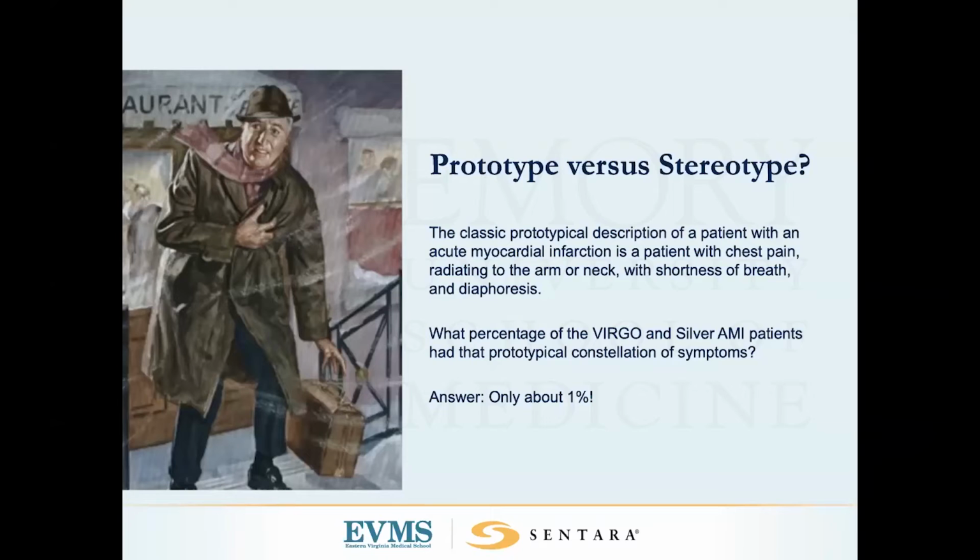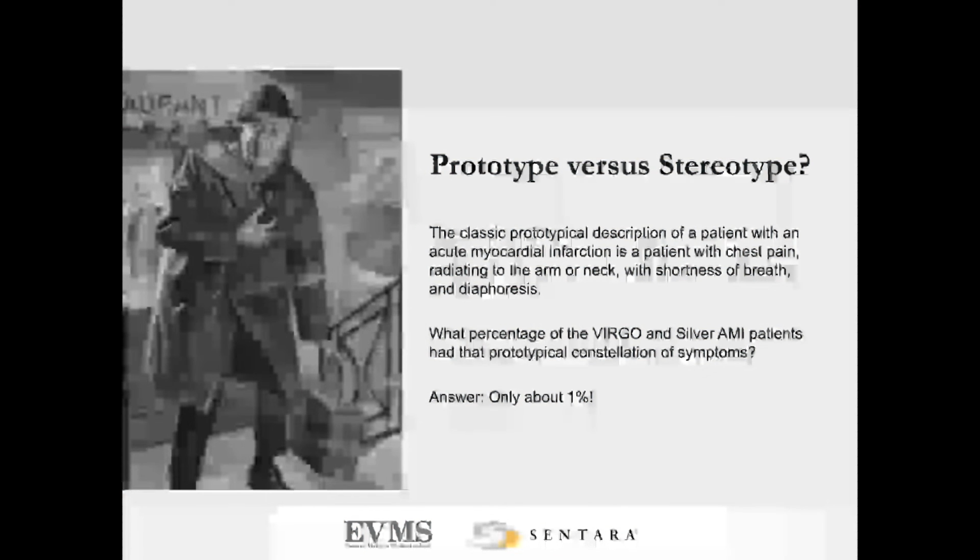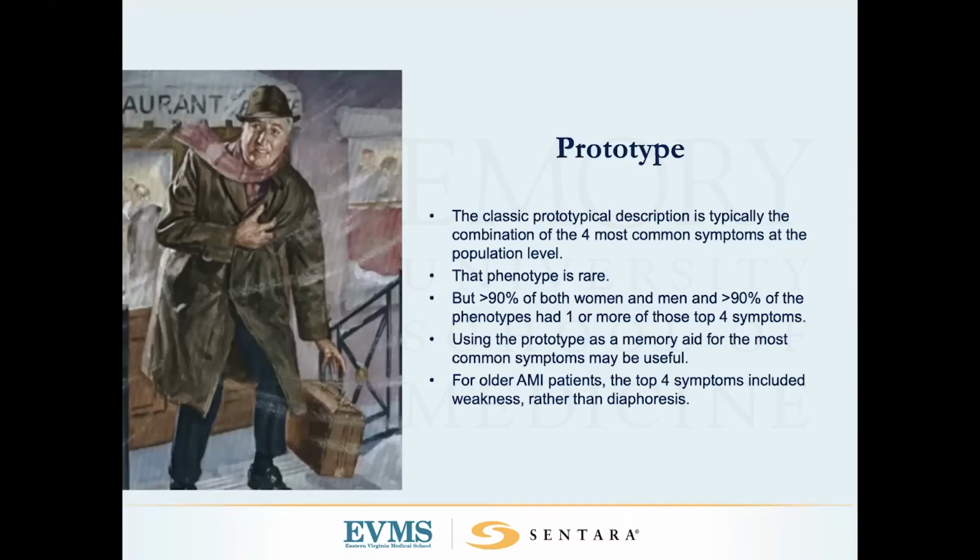What percentage of the Virgo and Silver AMI patients had that prototypical constellation of symptoms? Only about 1%. So if you're looking for that particular phenotype and thinking that that's the common phenotype, you may be looking for a stereotype, because it's actually a very uncommon phenotype. The classic prototypical description is typically the combination of the 4 most common symptoms at the population level, but that phenotype is rare. But still, over 90% of both women and men, and over 90% of the phenotypes, had 1 or more of those top 4 symptoms.